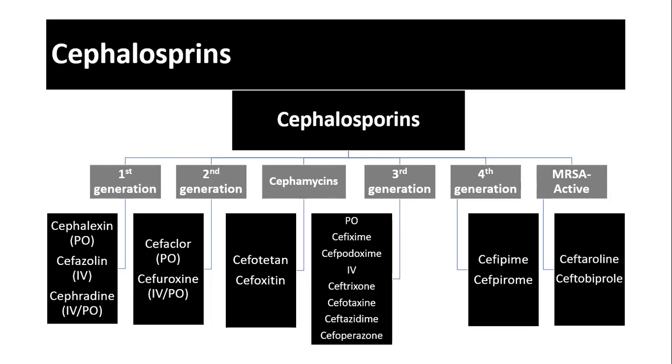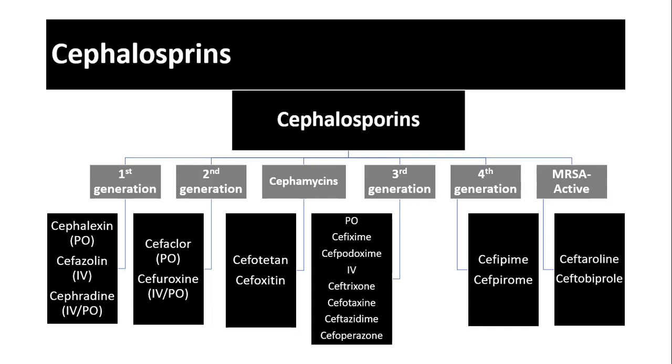So first generation cephalosporin includes cephalexin, which is available in oral form, and cefazolin, an excellent drug which has MSSA, that is methicillin sensitive Staph aureus, activity, and cefazolin can be easily given in cases of MSSA bacteremia. And we've got cephradine, which is available both in IV and oral form. So first generation, more gram-positive coverage. Second generation includes cefaclor and cefuroxime. Then we've got cephamycins. Cephamycin is the only group of the cephalosporins which has anaerobic coverage, and includes cefotetan and cefoxitin.